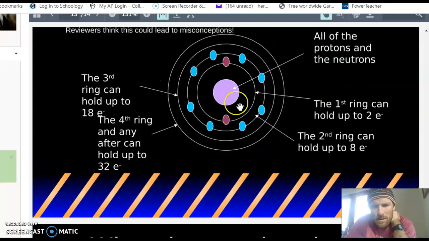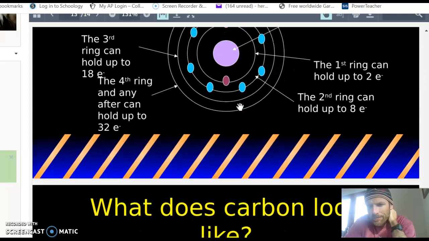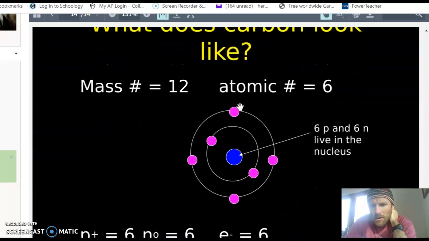This Bohr model is going to be really important when we start talking about isotopes and ions, and especially ions, how electrons can be gained or lost, leading to an imbalanced charge of the atom. Let's take a look at carbon.